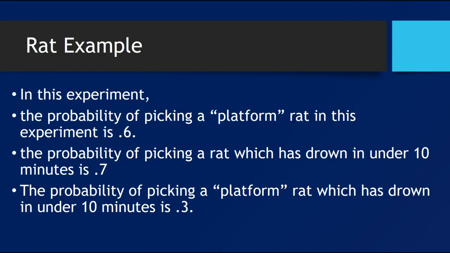Here were the results of the study. The probability of picking a platform rat, one that was given the platform, in the experiment is 0.6. So about 60% of the rats chosen were given the platform. The probability of picking a rat which had drowned in under 10 minutes was 0.7. And the probability of picking a platform rat which had drowned in under 10 minutes is 0.3. In other words, the probability of having both the platform trait and the drown in less than 10 minutes trait is 0.3.